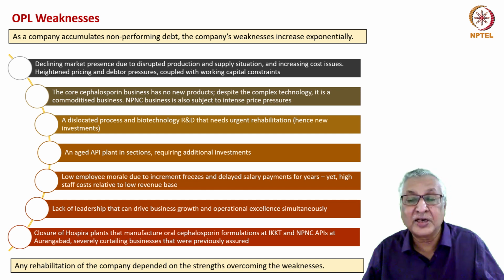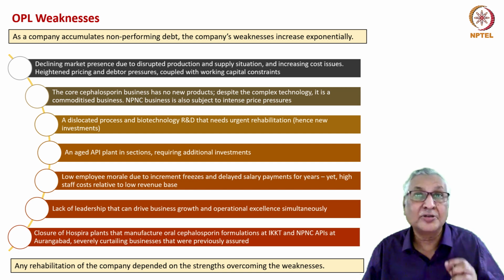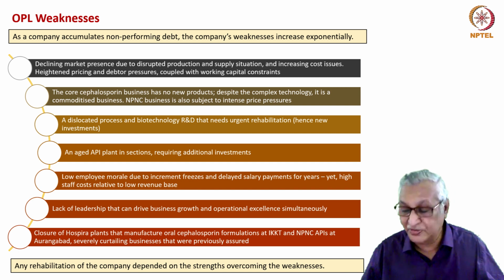low employee morale due to increment freezes and the delayed salary payments for years as part of the IBC activities, lack of leadership that can drive business growth and operational excellence simultaneously, and closure of certain plants by Hospira for its own reasons of becoming asset light and thus curtailing businesses that were previously assured. And in such circumstances, any rehabilitation of the company depended on the strengths overcoming the weaknesses of the company.